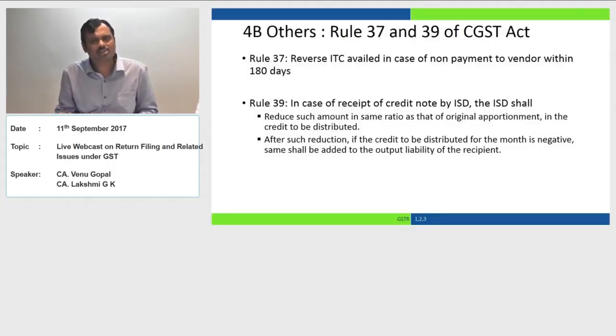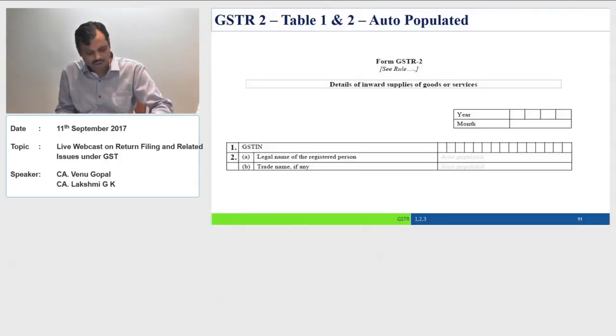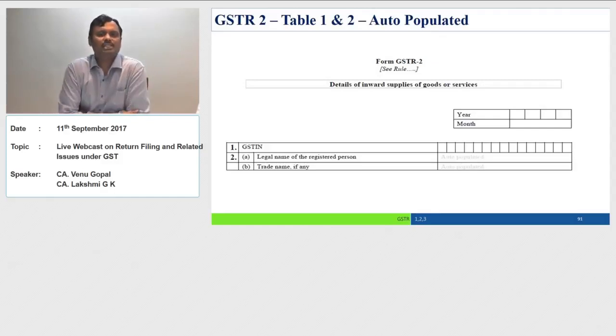There are other rules of reversal where you have not paid the amount to the vendor within 180 days. Again, you will reverse the credit, and when you make the payment, you will claim the credit. So this is a brief note on the input tax credit. With this, we will be moving on to GSTR 2.